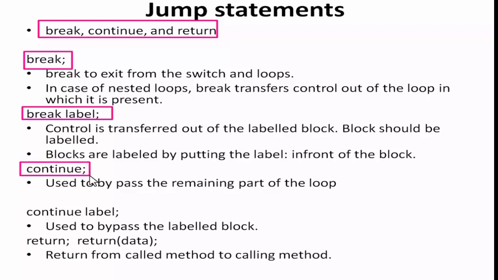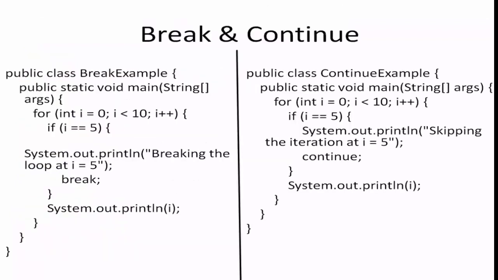Next one is continue. It is used to bypass the remaining part of the loop. Next one is continue label. It is used to bypass the labeled block. Return: return from the called method to the calling method. Next one is break and continue.